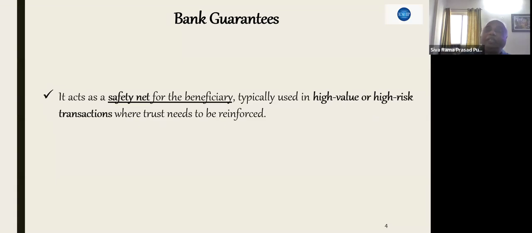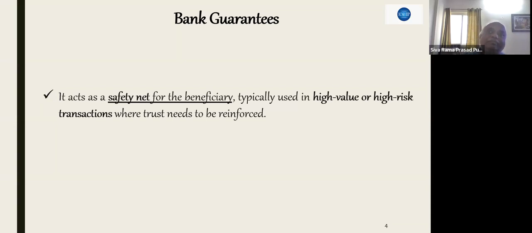And it acts as a safety net for the beneficiary. So it is a safety net to the government. That's why all state governments will accept the bank guarantees from the scheduled commercial banks that are registered under the second schedule of the Reserve Bank of India Act. It is typically used in high value or high risk transactions where trust needs to be reinforced.